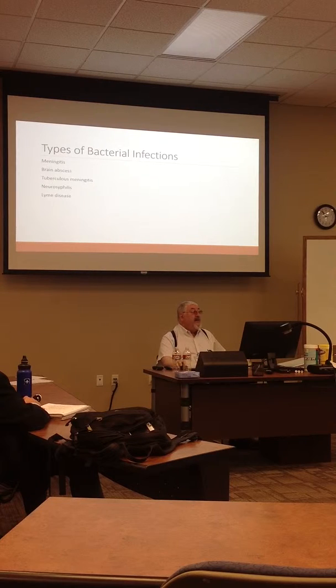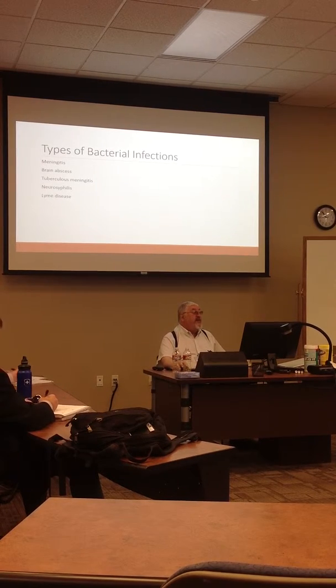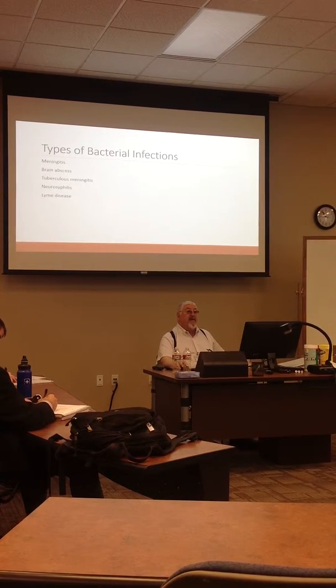Okay, types of bacterial infections. Meningitis is the most common. Most common organism is meningococcal meningitis. Meningococcal is also pneumococcal. It's the same organism. It's strep pneumoniae. And that's the most common cause of meningitis. Second cause is viral. The third cause is aseptic meningitis. We don't know what that's due to. Inflammatory response in the meninges without an infective source.